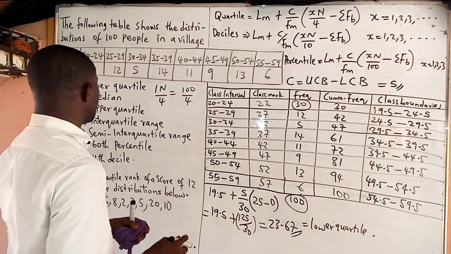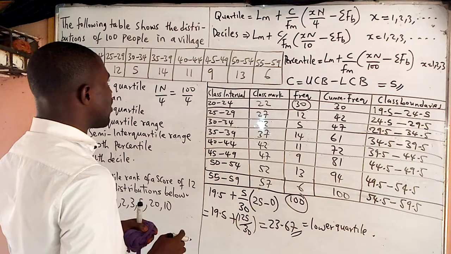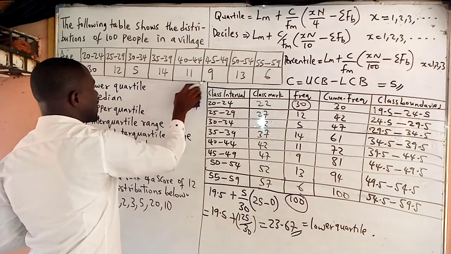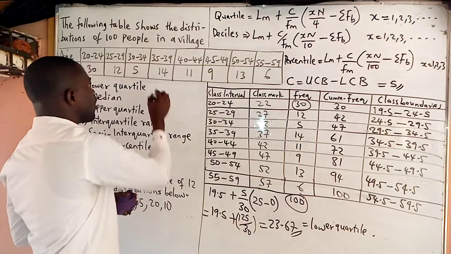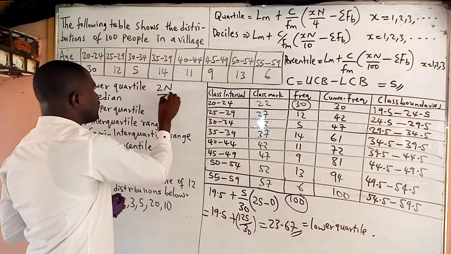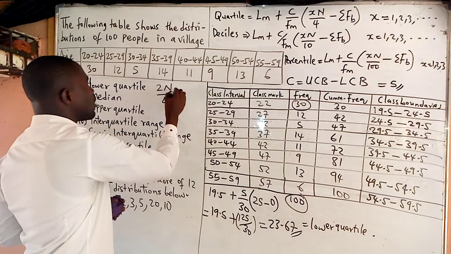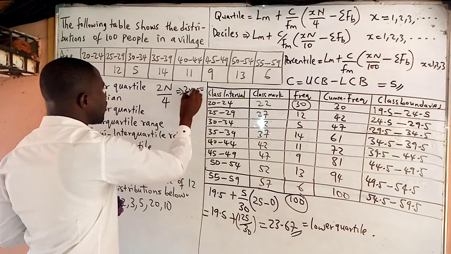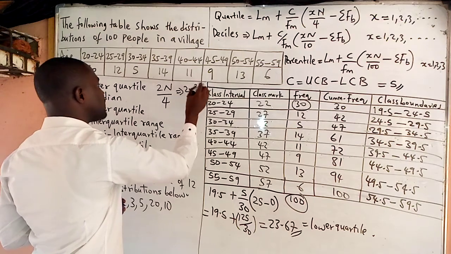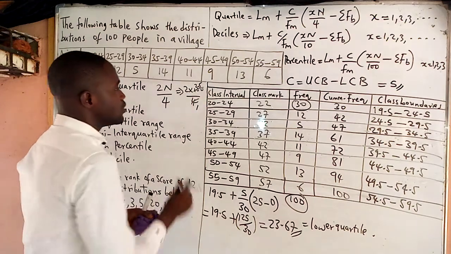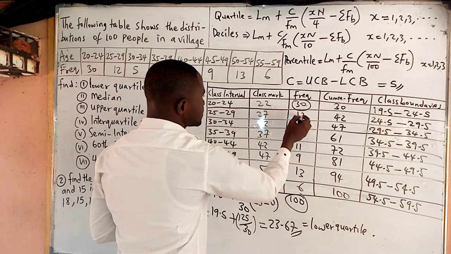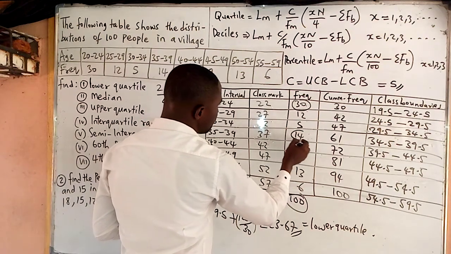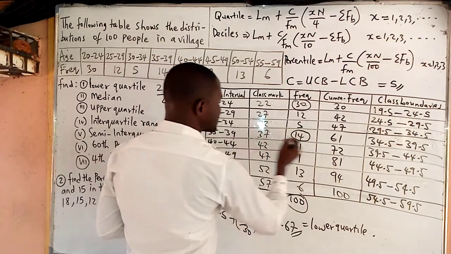Then we go to median. How do we get our median? Median means second quartile, that is 2n over 4. What is our n? 2 times 100 all over 4, 4 here, 1, 4 here. 25 times 2 is 50. So 50. 30 plus this, 42 plus this, 47 plus. So 50 will fall inside this class.